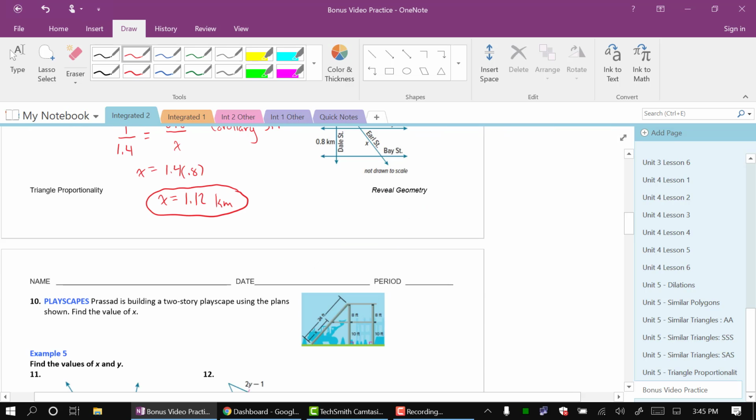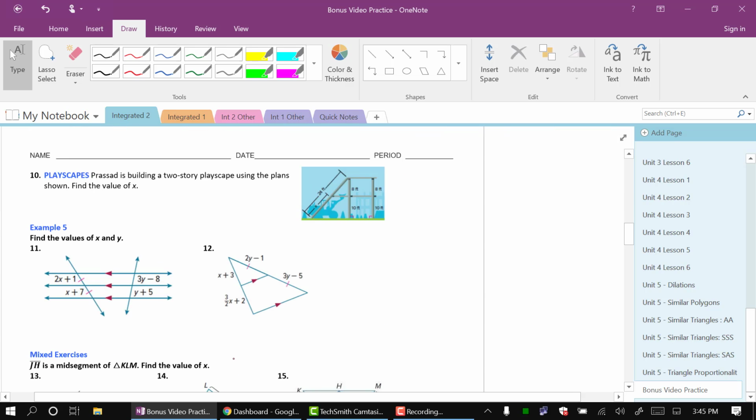And then let's take a look at our last bonus example that we're going to do. So we're going to do number 11. So I have these 3 parallel lines cut by these different transversals. So again, because they are parallel lines cut by the transversals, I know that this segment right here equals this segment, and this segment equals this segment. So I'm going to have 2x plus 1 equals x plus 7. And then I'm going to have 3y minus 8 equals y plus 5.